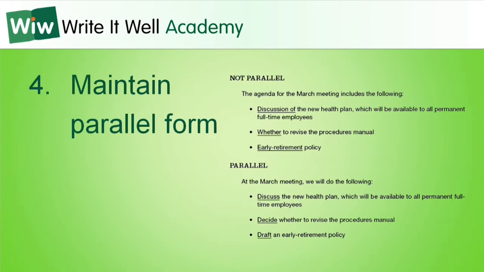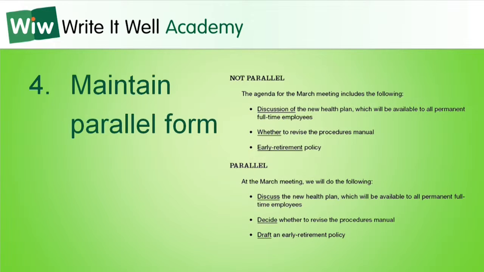The fourth guideline for using lists is around maintaining parallel form. That means that all the items in your list should start with the same type of language. So if you start with a verb, you should start consistently with verbs. And if you start with nouns, you can then start them all with nouns. If you start with verbs, choose the same verb tense. Okay, so in this example, the first one, they are not parallel.